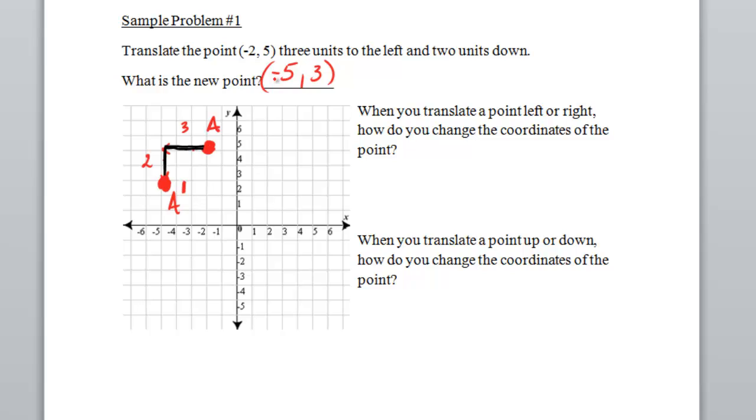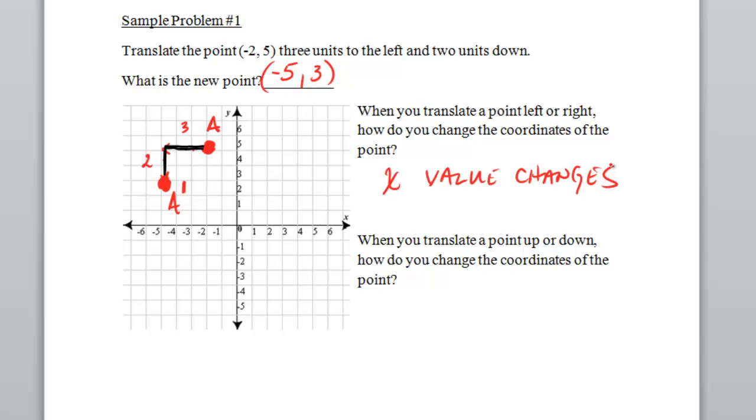Well, if you notice, when we translated it left, the value that was being changed was the x coordinate. So in this case, the x value changes whenever we translate left and right. And so left and right is a horizontal shift, and the horizontal axis is the x-axis, so that means our x value is going to change.